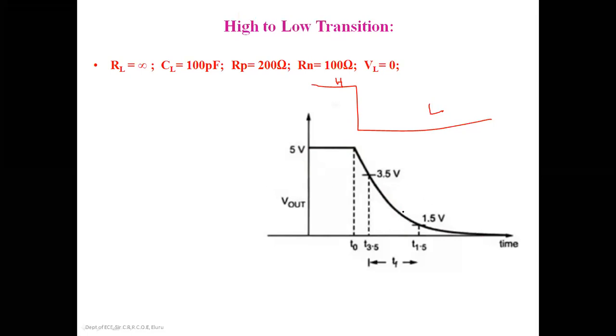So here we will try to find the fall time. Why is it the fall time? Because the transition takes place from the high state to the low state. That's why it is referred to as the fall time here. Now we want to calculate the fall time for the given circuit.